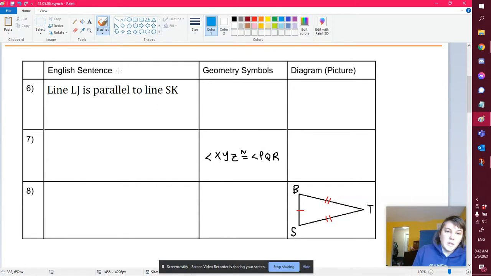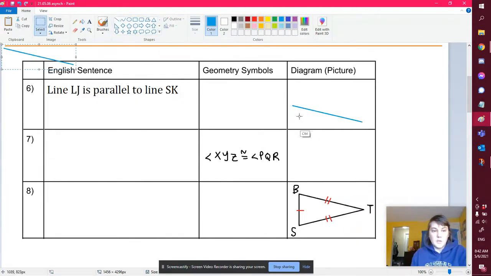We want to be able to write, communicate math in an English sentence, in geometry symbols, and in a picture, a diagram. If we're given the English sentence, line LJ is parallel to line SK. I like to draw the picture first, so I'm going to do it. The diagram is I just draw two lines that don't touch. Because they're lines, I'm going to put the little arrow on the back.